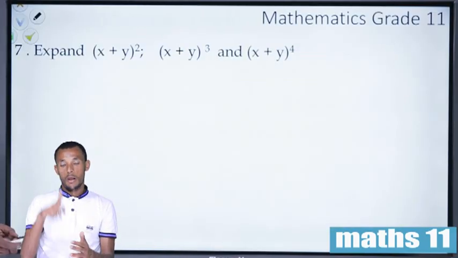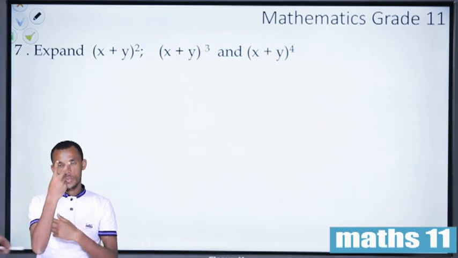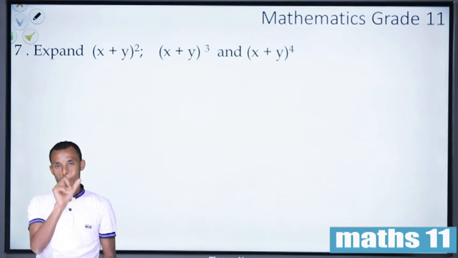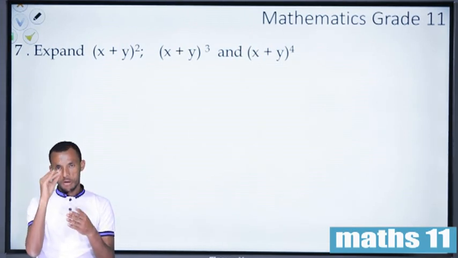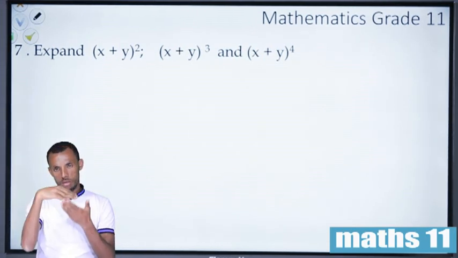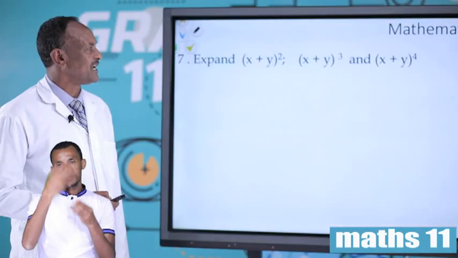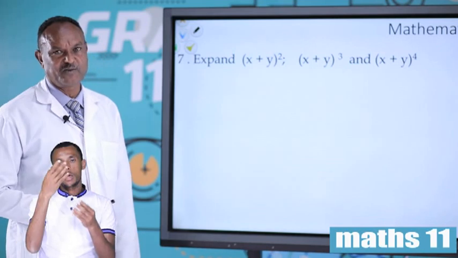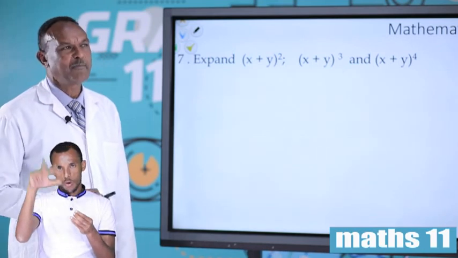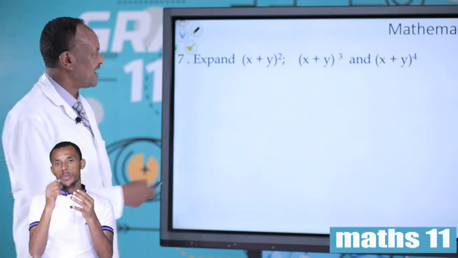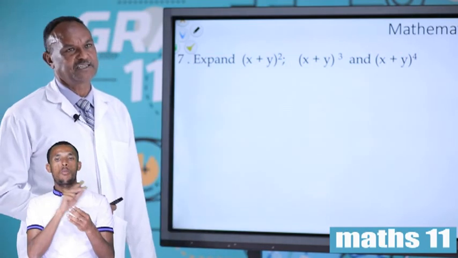The other discussion will be about what is the expanded form of these binomial expressions. I hope in grade 9 and 10 you have learned how to expand powers: x plus y squared, x plus y cubed, x plus y the fourth. By applying the distributive property of multiplication over addition, you can find the expanded form of these given expressions.